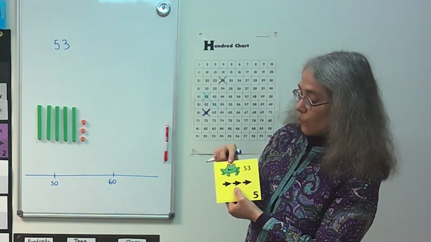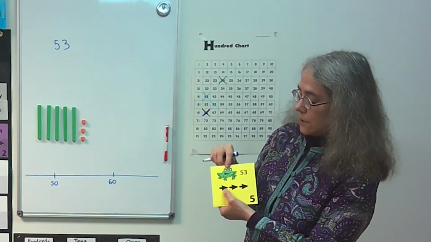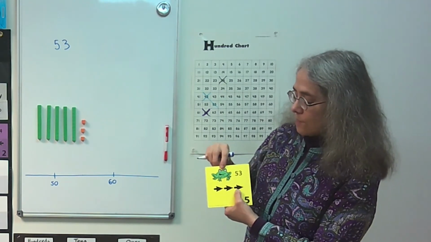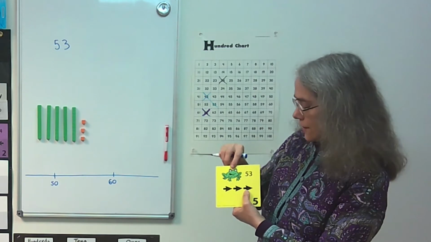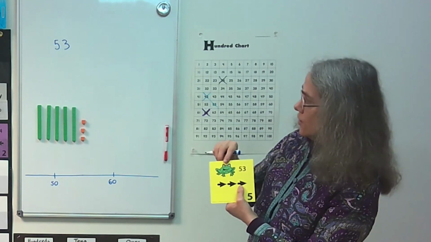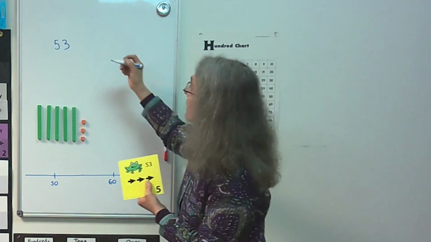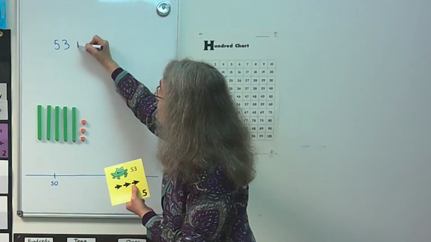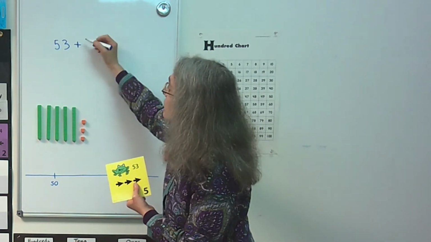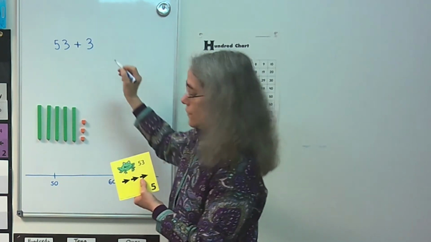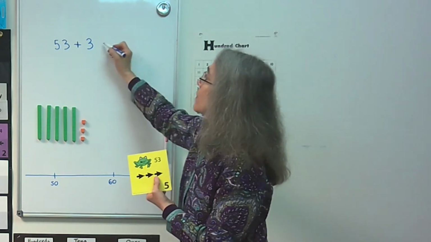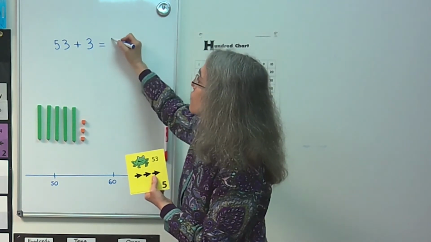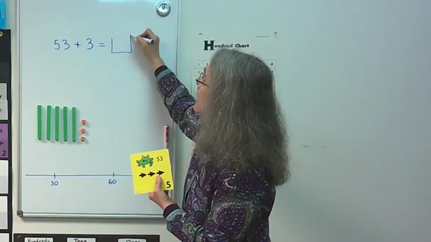Well, I'm going to hop three hops forward on the number line. That's plus three. Oh, okay, thank you, Tad. We are going to add plus 3 to 53. This isn't a very hard problem. And we'll use our tools to find out what we get.